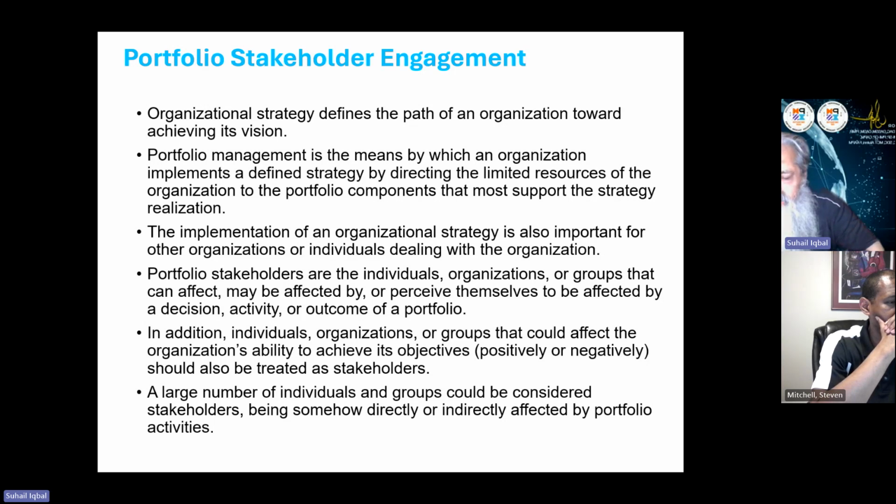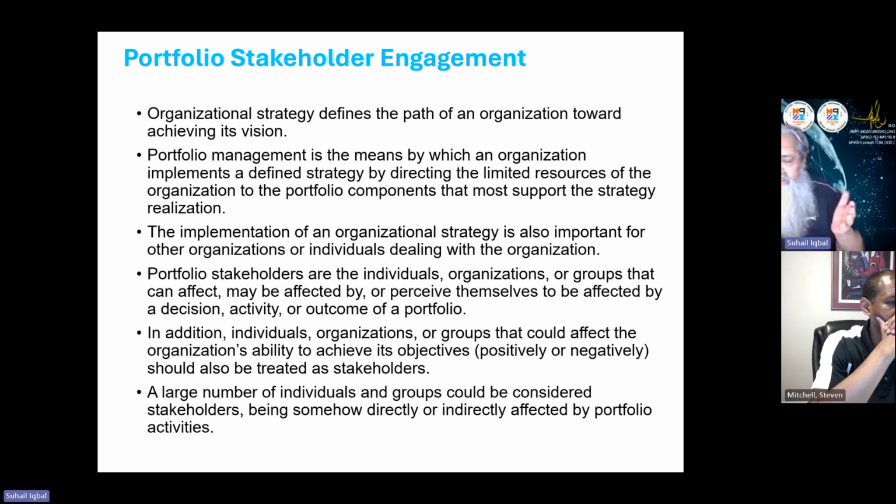So anyone and everyone includes individuals, organizations, and groups. Now there are two ways anyone and everyone could be affected. One is that they are able to affect my organization or my portfolio, so they are affecting us. And the other scenario is that there are stakeholders who may be affected by what we do.